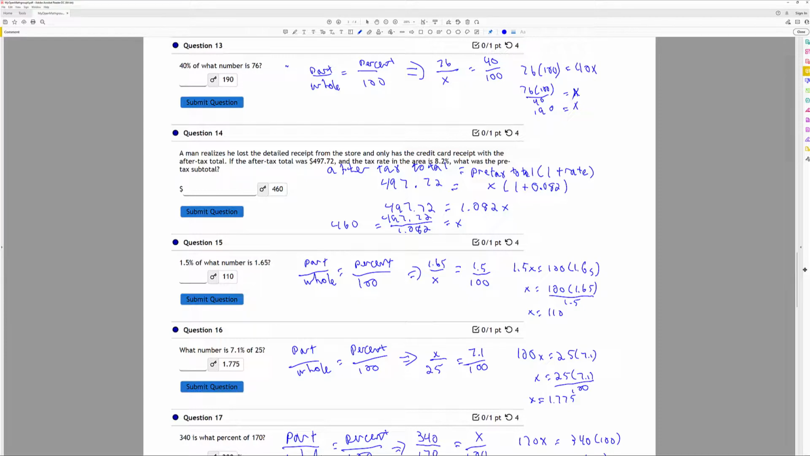For number 15, 1.5% of what number is 65? So I'll set up my proportion there. The part that comes after of is the whole. And I have my percent, 1.5 over 100. And what's left is my part. So I set up the proportion and I cross multiply and divide, and I end up with 110.